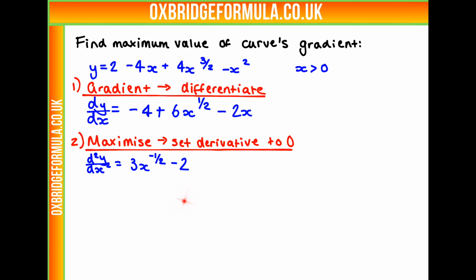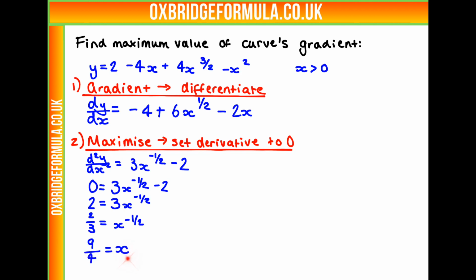And now to maximise it, we just have to set it to 0. So this is going to be our new equation. We can add 2 to both sides to get 2 equals 3x to the minus a half, divide by 3, and then our answer is 9 over 4 equals x. X is 9 over 4. So that's the x value at which our gradient is at its maximum.